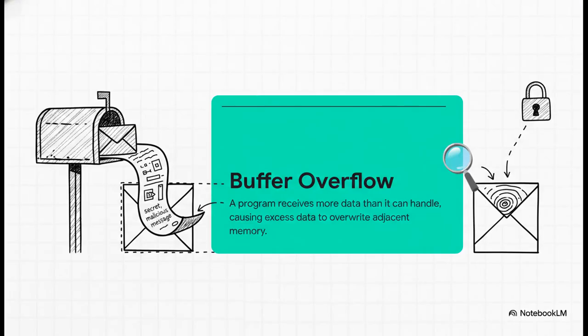Okay, imagine a program has a mailbox. That's the buffer. And it's designed to hold a letter of a very specific size. A buffer overflow is basically like someone stuffing a ridiculously long letter into that tiny mailbox. It's so long that it doesn't just fill the box, it spills out and starts piling up in the mailbox next door, totally overwriting whatever was in there. And if the attacker's clever, that spilled over part isn't just random garbage, nope, it's a secret, malicious message, code that they want your system to run.